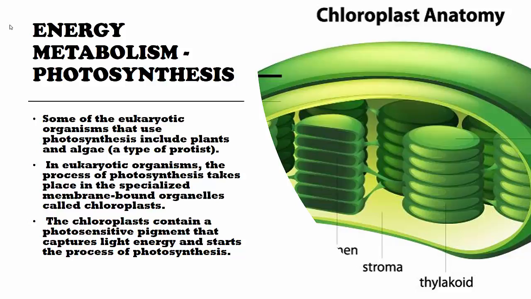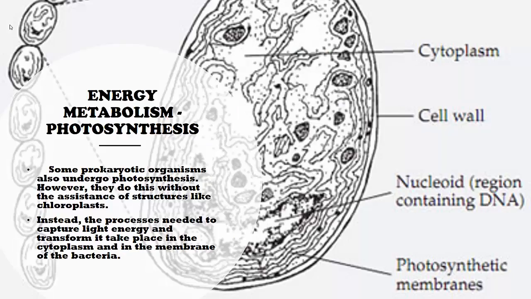In eukaryotic organisms, the process of photosynthesis takes place in special membrane-bound organelles called chloroplasts. The chloroplasts contain a photosensitive pigment that captures sunlight's energy and starts the process of photosynthesis. Some prokaryotic organisms also undergo photosynthesis. However, they do this without the assistance of structures like chloroplasts. Instead, the processes needed to capture light energy take place in the cytoplasm and in the membrane of the bacteria.